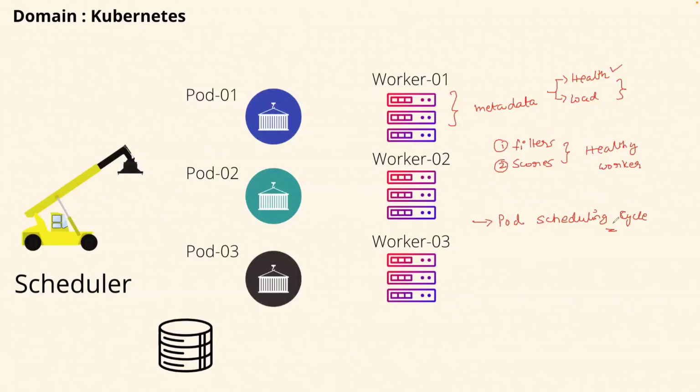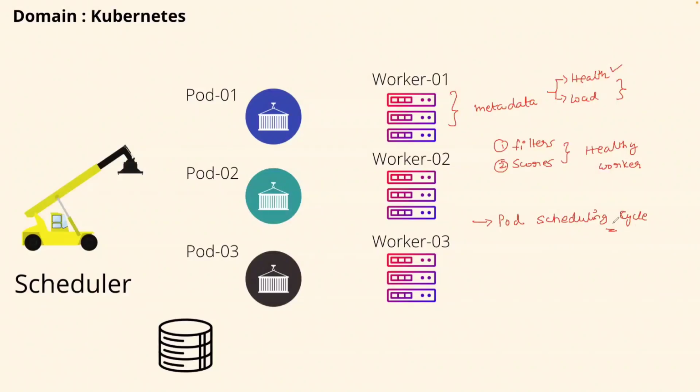We are aware that the scheduler is responsible for provisioning the pods on different worker nodes. What the scheduler already has is the information, or what we call metadata, of each worker node. That is, how healthy this particular worker node is. Then this information is filtered and scored. There is a particular rank that is available for each worker node.